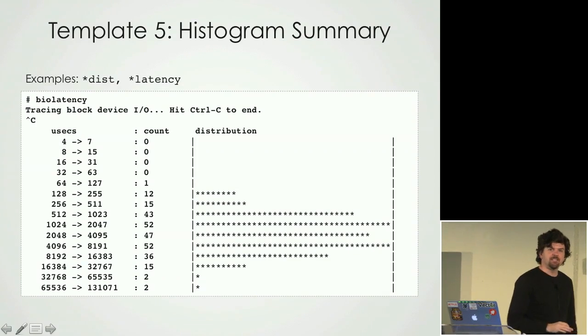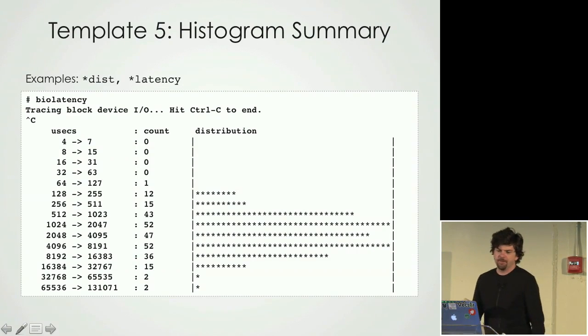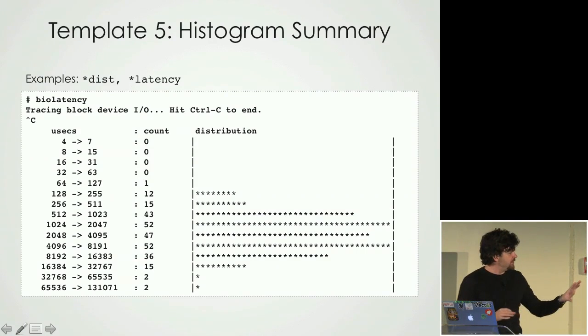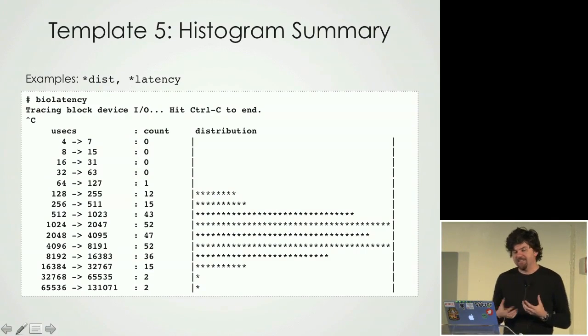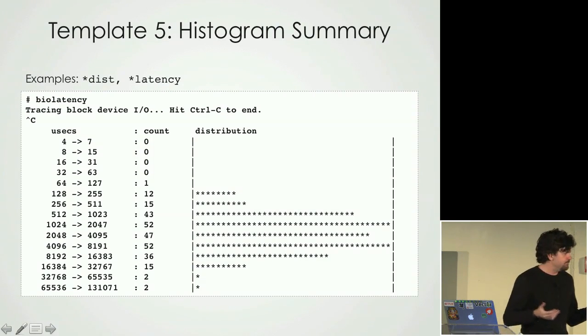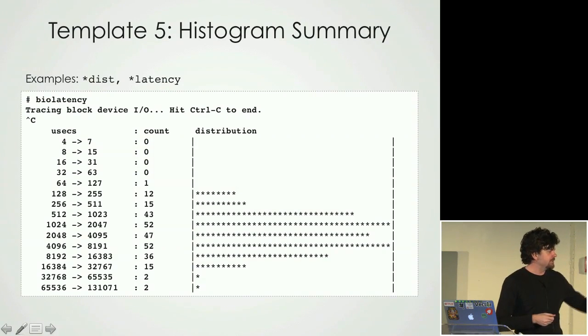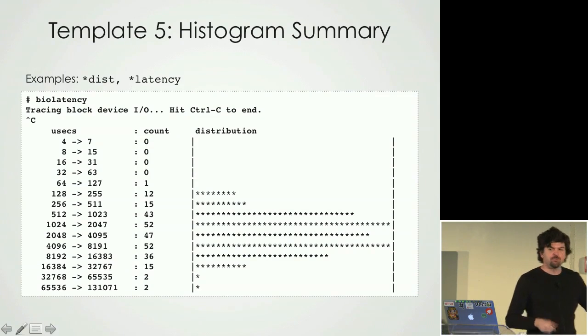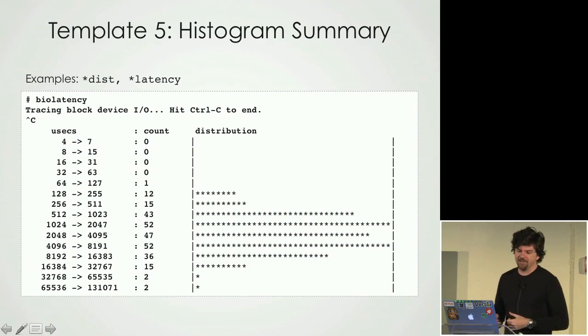Histogram summaries is another template I'll use. And that's where I'm interested in the distribution for a metric, usually latency. And I've done these many times before. That's biolatency. That particular example has a normal distribution, but often these are bimodal, which is quite interesting to know.